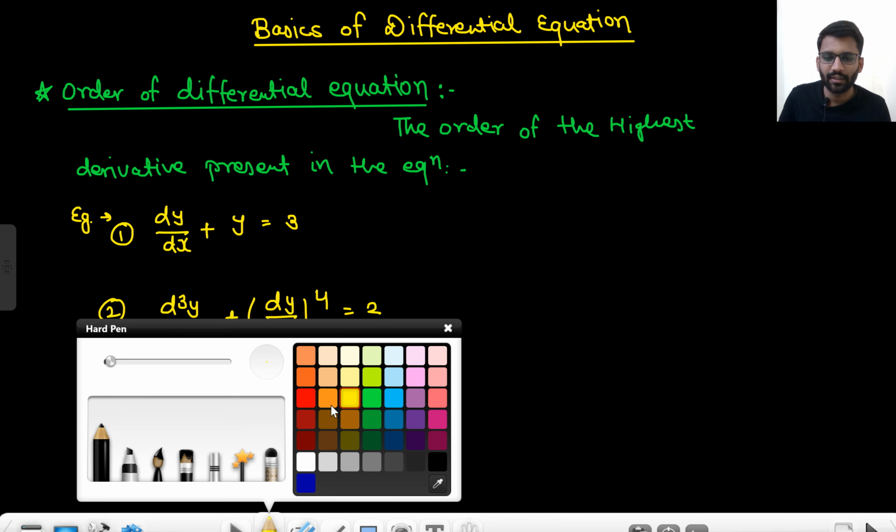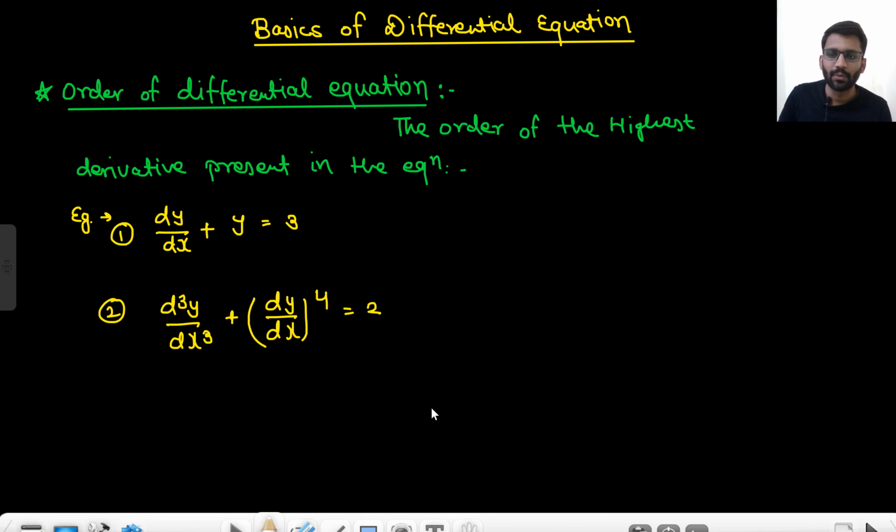You must have studied it in 12th class. What is the order? It is the highest order derivative. So in this equation, what is the highest number of times the differentiation has been done? First, right? Once. Here 0 times differentiation, here 1 time differentiation. So this is first order.